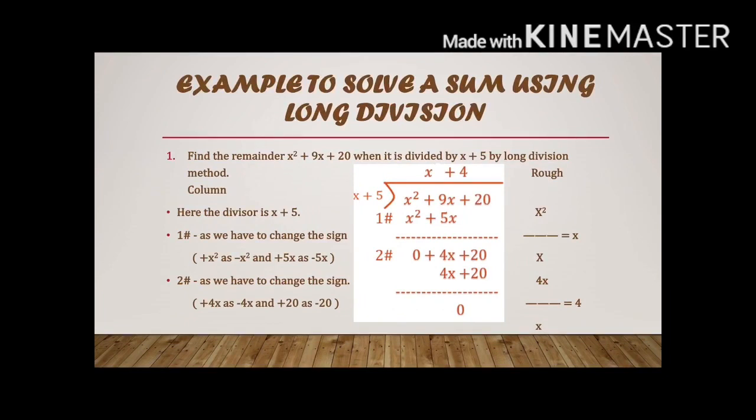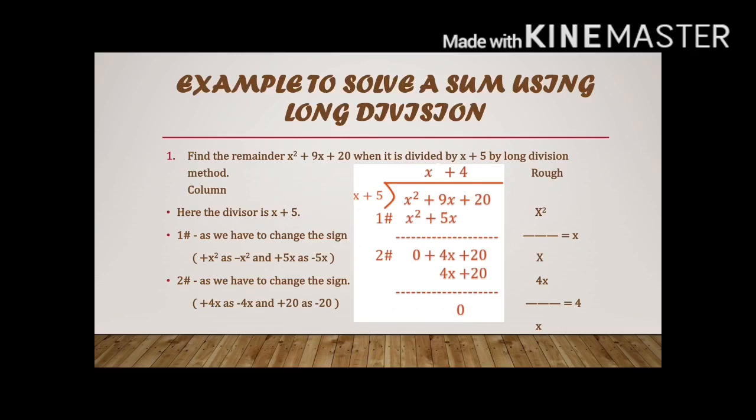Here we have to find out the remainder for x square plus 9x plus 20 when it is divided by x plus 5 by long division. Now, the first step to solve this is we have to take the first term of the polynomial or the dividend and the first term of the divisor, and we have to divide both of them. So x square divided by x is equal to x. So now x goes and sits as the first term of the quotient.